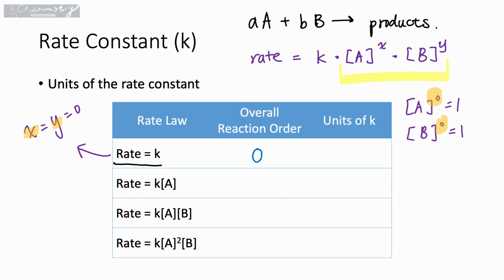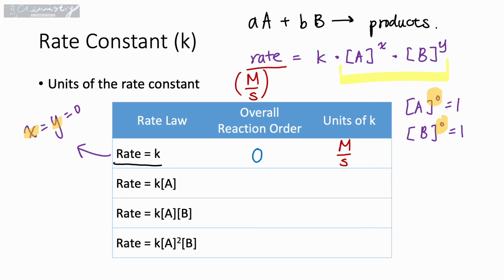Now, the units for rate is molarity over seconds by definition. So if rate equals k, then k will have the same unit, molarity over seconds, because they equal each other.